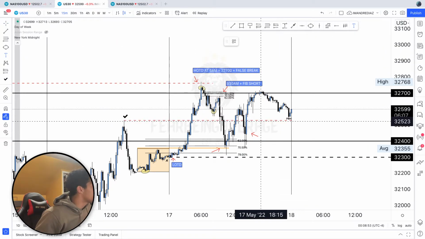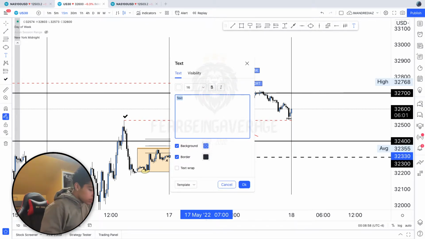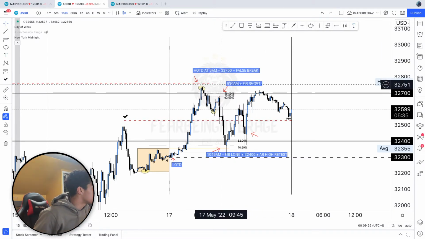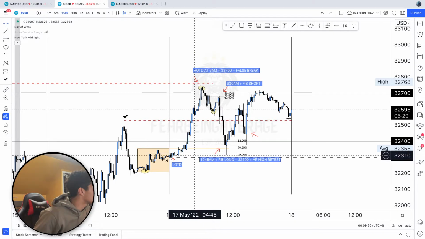And at what time did this all happen? This all happened at about 10:45 in the morning. So at 10:45 a.m. we had the fib long, 32,400 rejection, along with the Asian range high retest. I spelled that all wrong. I'm trying to learn to type without looking, and I'm bad at it, if you couldn't tell already. So at 10:45 a.m. we had the fib long at 32,400 after retesting the Asian session high.